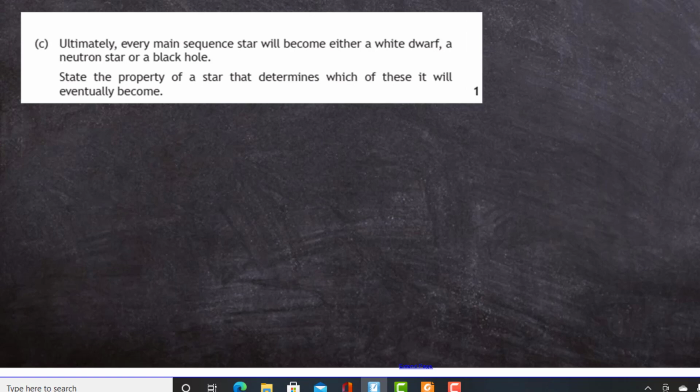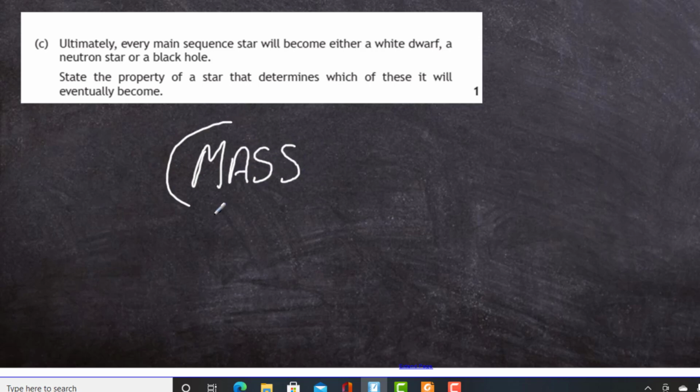The last part of question 7, part C. Ultimately, every main sequence star will become either a white dwarf, a neutron star, or a black hole. State the property of a star that determines which of these it will eventually become. Well, the whole thing rests on the mass of the star when it becomes a star. The mass determines what the star will end up as.